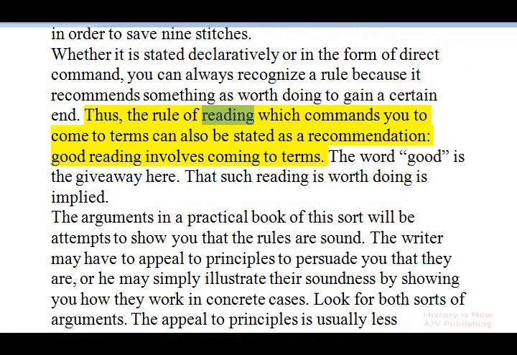Thus, the rule of reading which commands you to come to terms can also be stated as a recommendation. Good reading involves coming to terms. The word "good" is the giveaway here. That such reading is worth doing is implied.